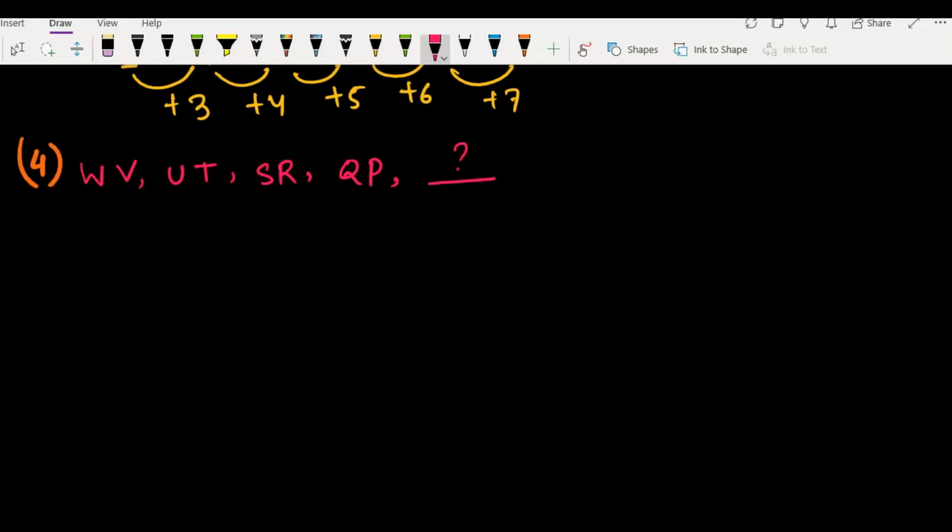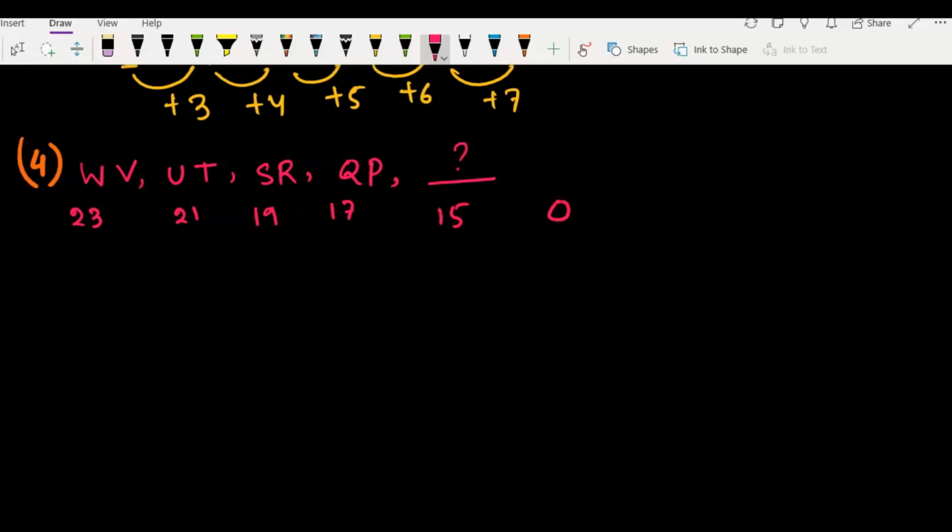So W is 23, then U is 21, S is 19, Q is 17. So we see that we are getting minus 2. So 23, 21, 19, 17. 17 minus 2 is 15. 15 means it starts with O.